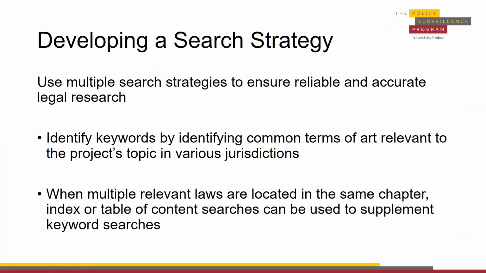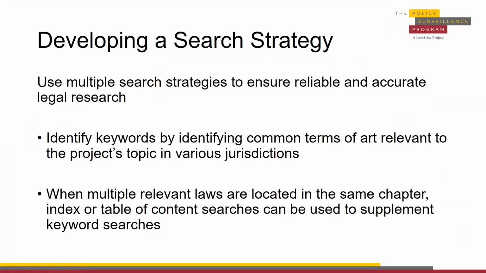Developing a search strategy. We want to use multiple search strategies to ensure reliable and accurate legal research. That includes identifying keywords by identifying common terms of art relevant to the project's topic. For example, in a youth sports traumatic brain injury project, we're going to want to search for laws that mention youth concussions. However, not all laws are going to refer to the TBI as concussions within the text of their law. So we want to be able to search for traumatic brain injury, concussion, head injury, so that we don't miss out on relevant laws if we just search for concussions.